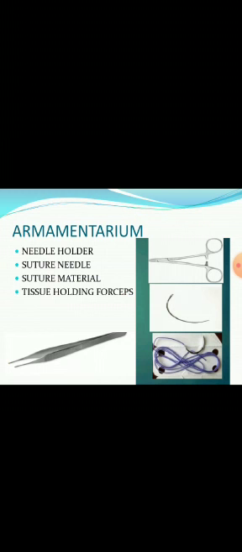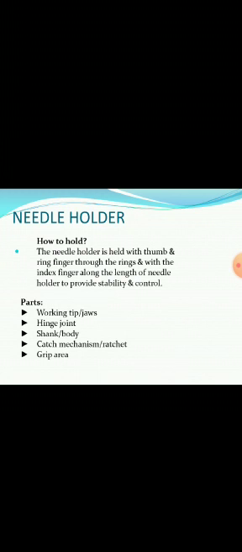Now let's look at the material that we need while suturing. We need a needle holder, suture needle, suture material, and tissue holding forceps. Now the needle holder should be held with the thumb and ring finger in the rings and with the index finger along the length of the needle holder to provide stability and control. The parts of the needle holder are the working tip, the hinge joint, the shank, the catch mechanism, and the grip area.